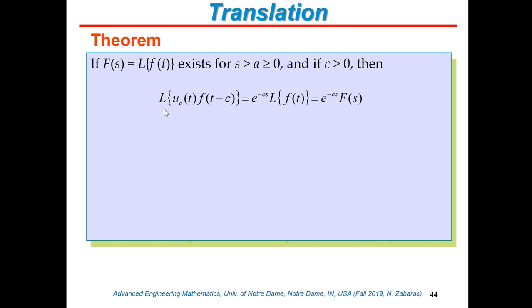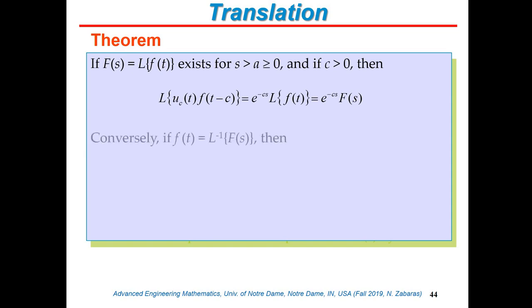So let's calculate this. The Laplace transform is actually given, let me just put the answer, as e to the minus cs times F of s. So effectively, moving the time by the interval c is equivalent to multiplying the Laplace transform of f of t with e to the minus cs. And of course, here we take that this time interval c is greater than 0.